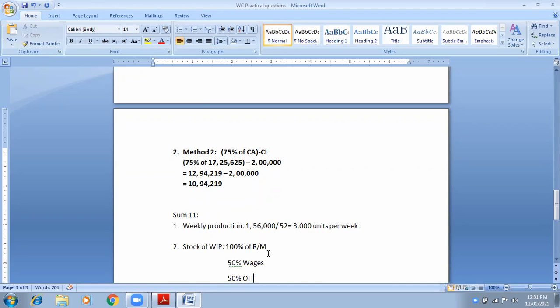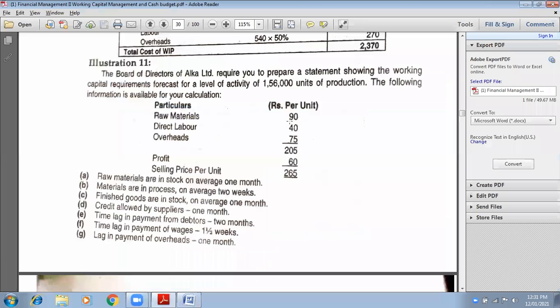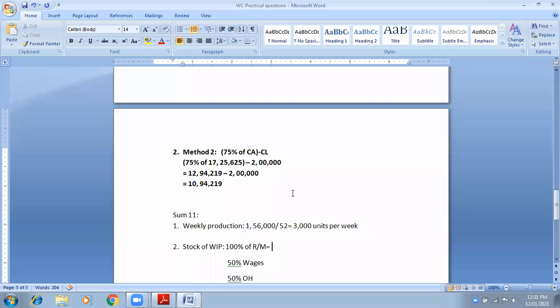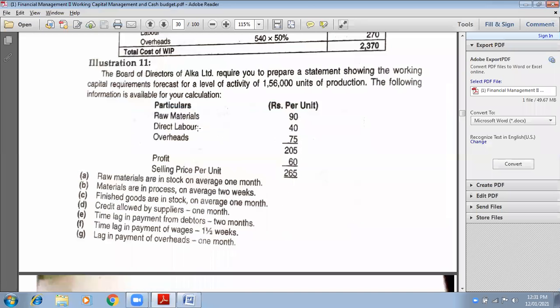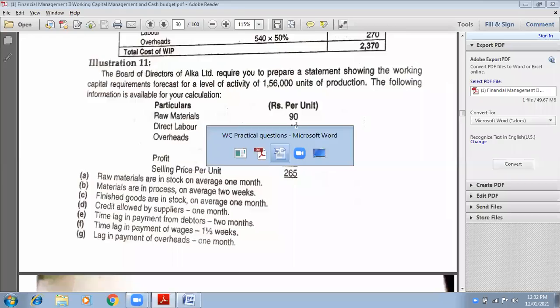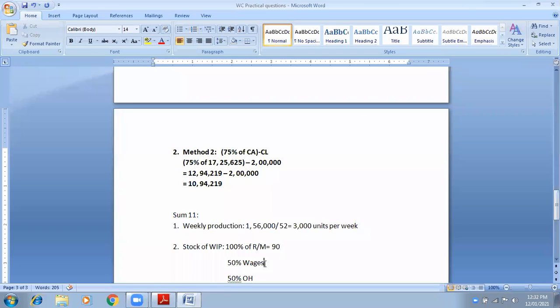Okay. So what is raw material per unit? Look at the question. 90. So 90 into 100% is 90. Direct labor per unit is 40. What about 40? How much will we take?